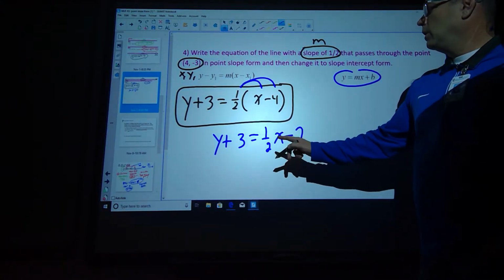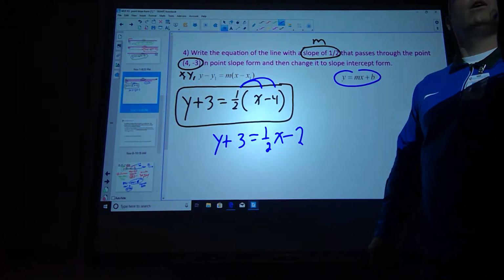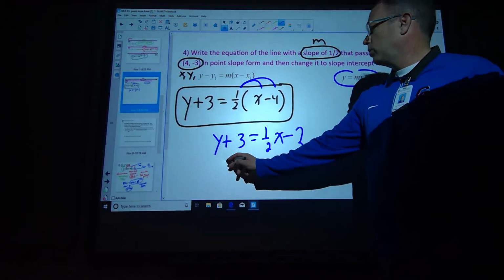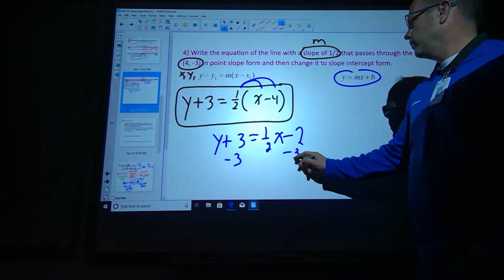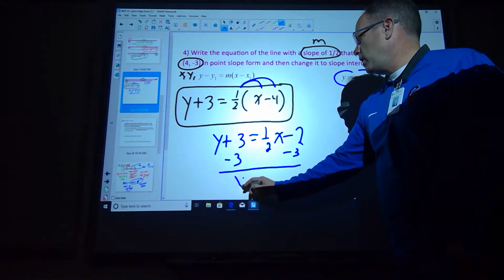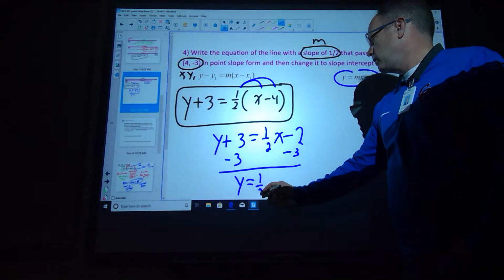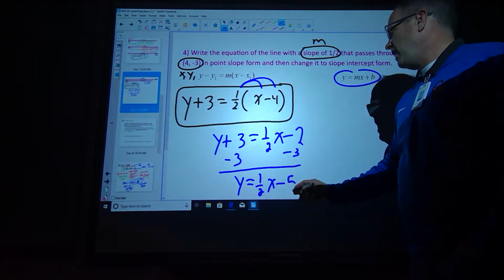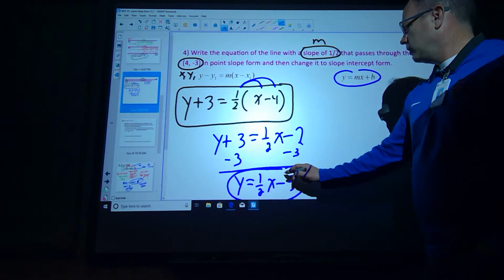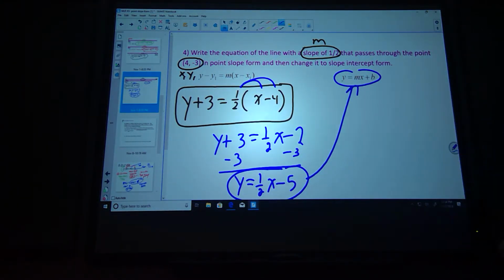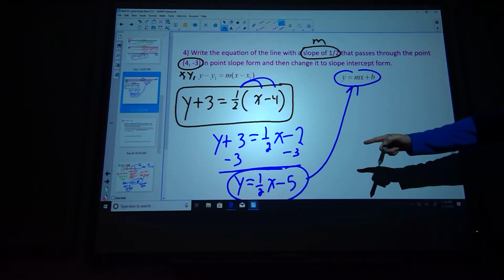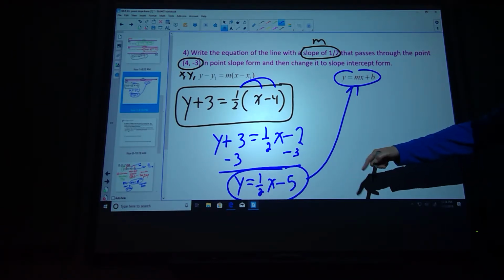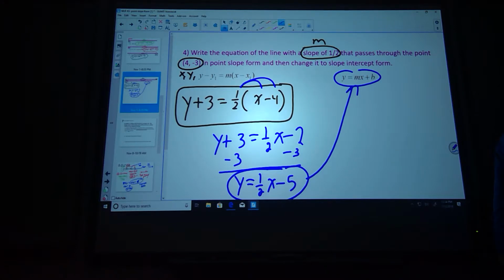Negative 2. How do I bring this positive 3 over? Subtract it. So I'm going to get y equals 1/2 x minus 5. Did I solve it for y? Yes. So my slope is 1/2. What's my y-intercept? Negative 5. Okay, cool.